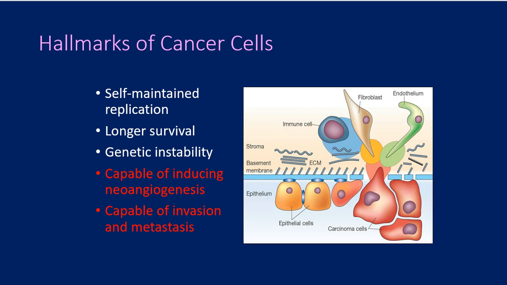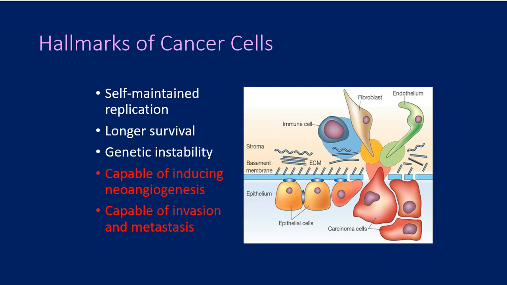The last two properties or hallmarks of cancer involve its ability to, over time, grow aggressive enough to go and invade other surrounding tissues or systems. The first one is its ability to induce neoangiogenesis. That basically just means new blood vessel growth.